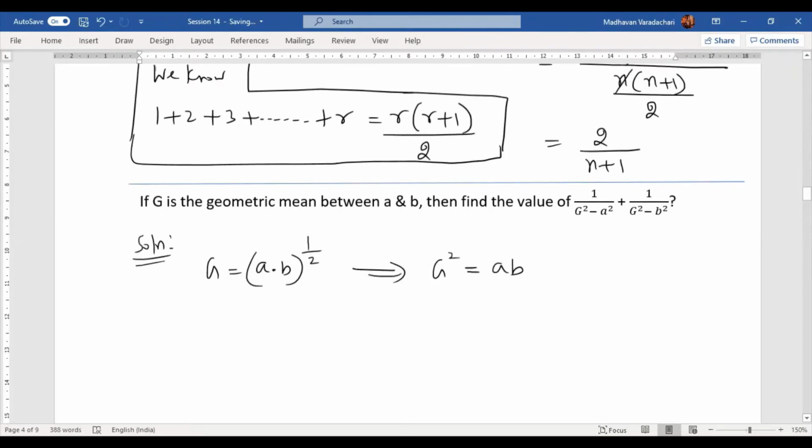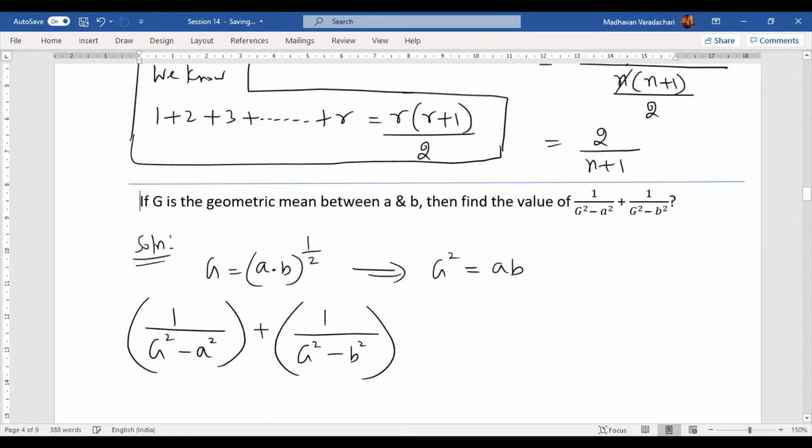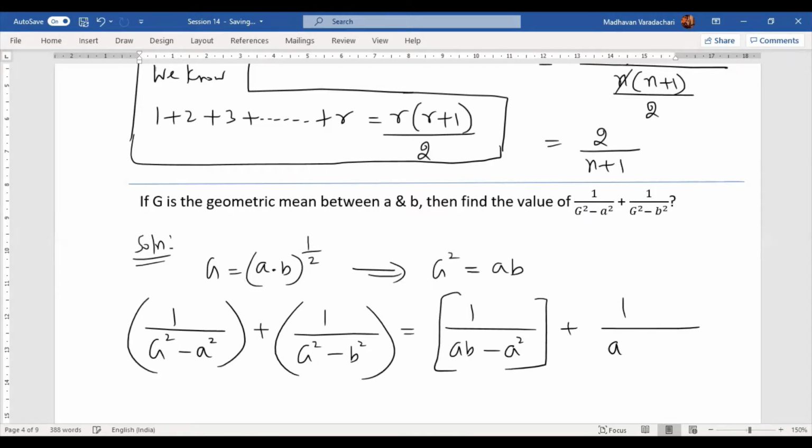Now we are supposed to find out this value. What value? 1 divided by G square minus A square plus 1 divided by G square minus B square. This is nothing but 1 divided by, I will substitute this G square as AB. So AB minus A square plus 1 divided by G square again. So again AB minus B square.